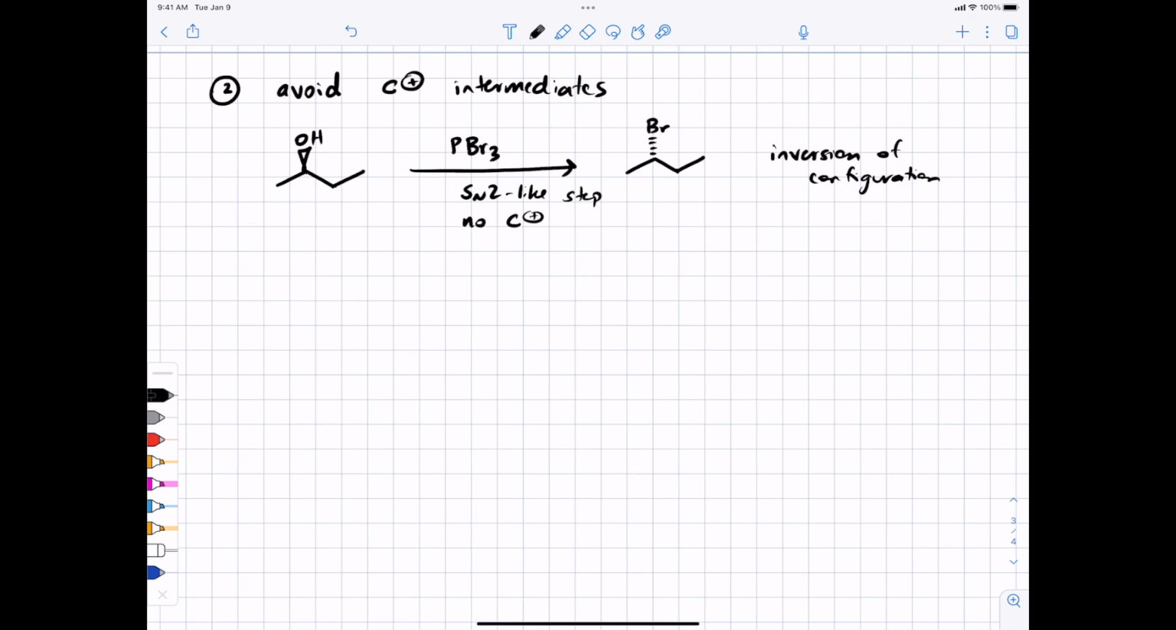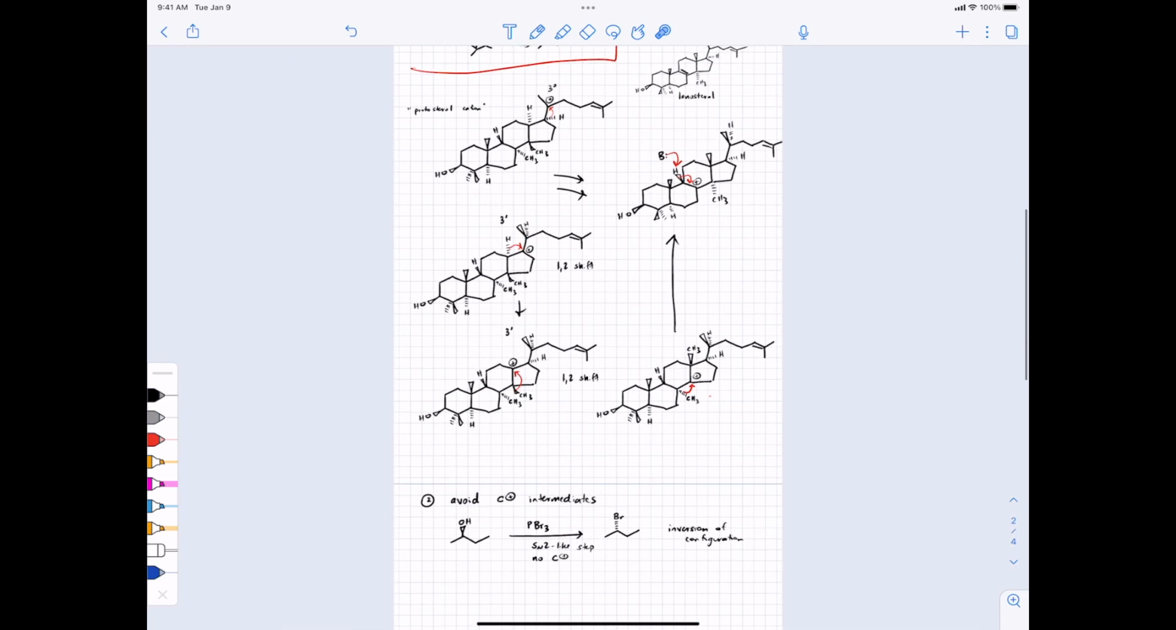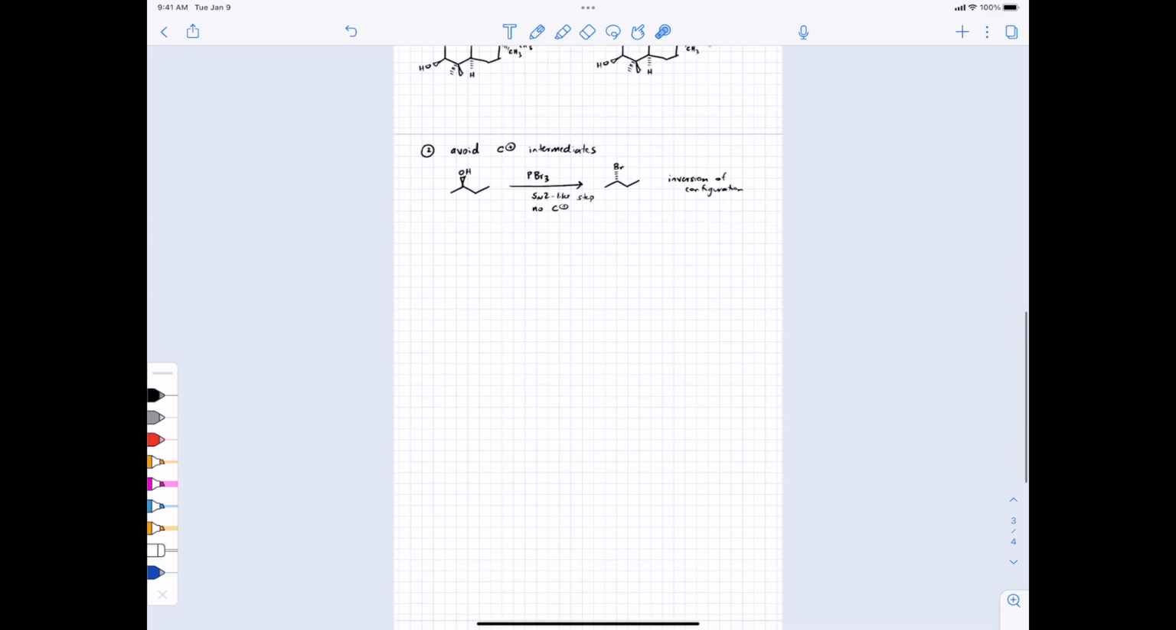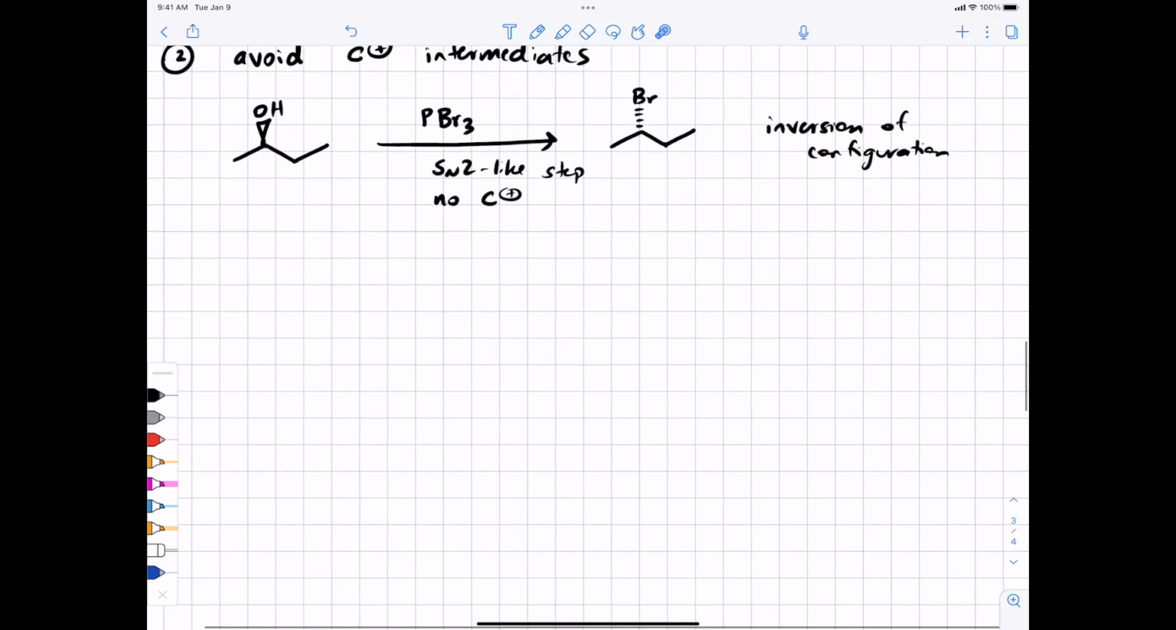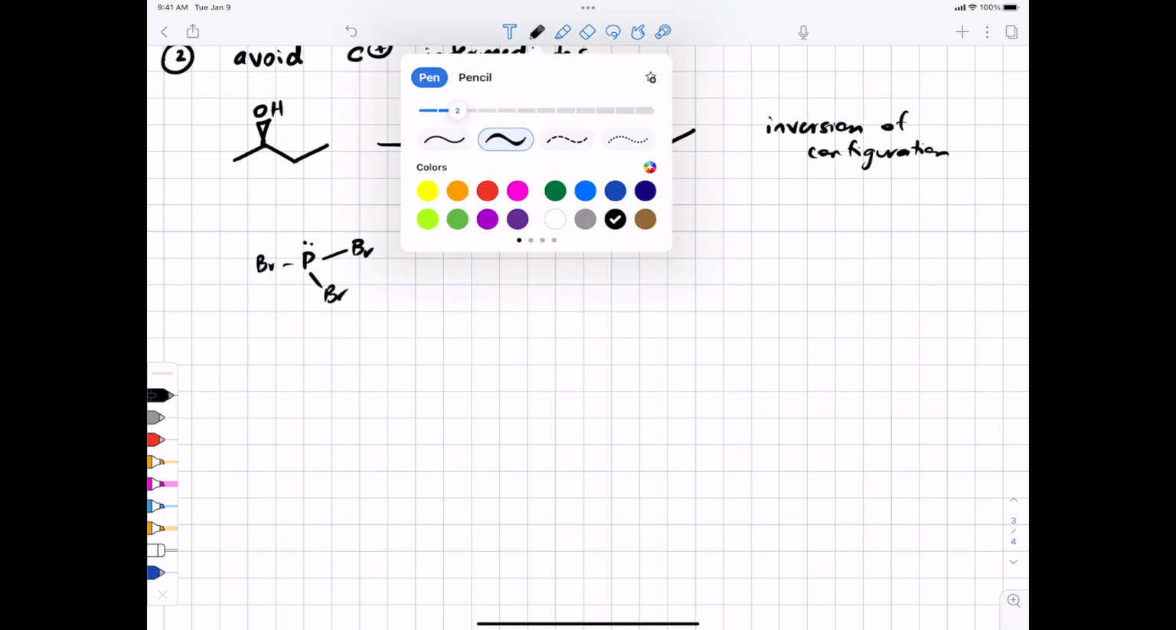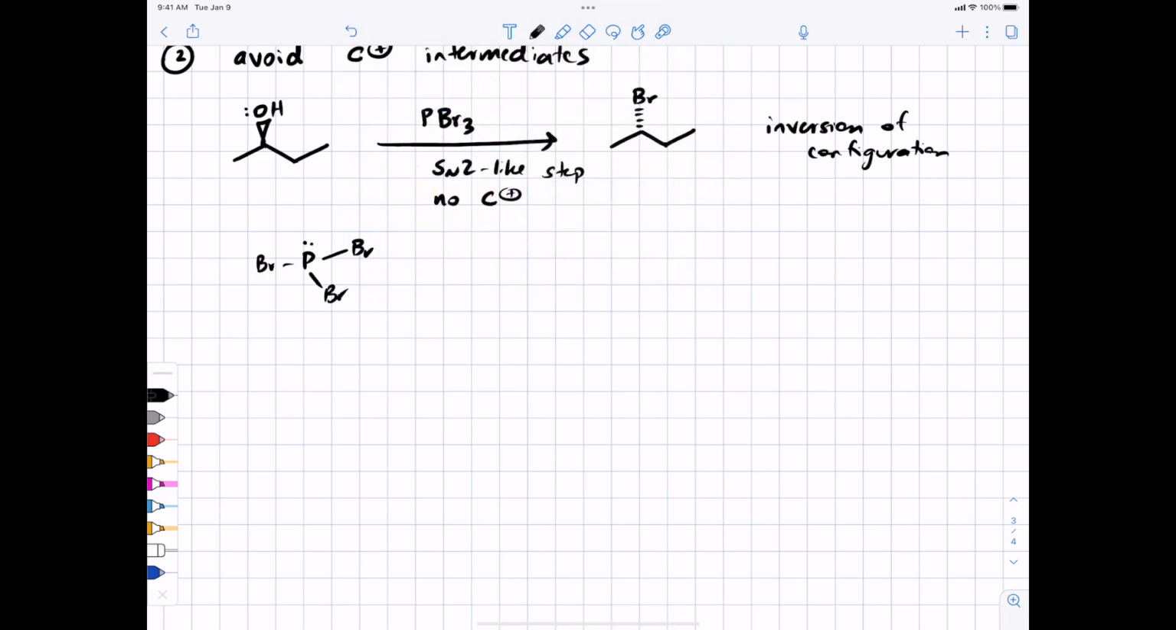Okay, now the mechanism I'm going to show you, your text has, I don't think there's a lot more important things. I'd rather actually ask you questions about carbocation rearrangements than about the mechanism of this reaction. So what I'm going to show you, you can consider just sort of for your personal edification. I won't ask you a question about this mechanism. PBr3, it turns out that oxygen-phosphorus bonds are actually quite strong, and so that's going to be one of the driving forces of this reaction.